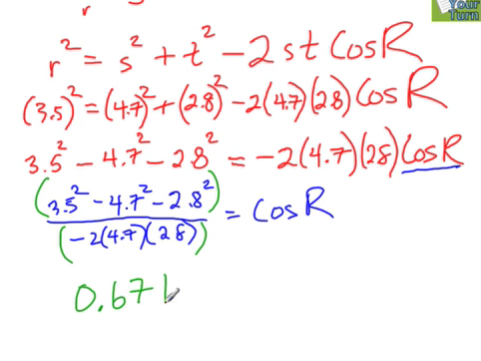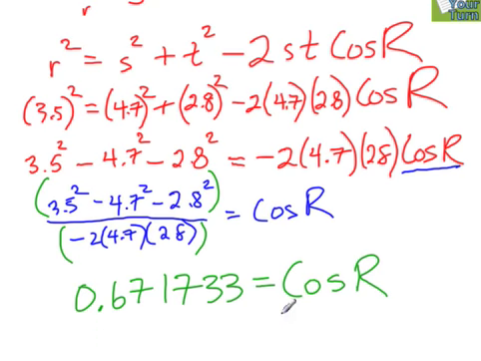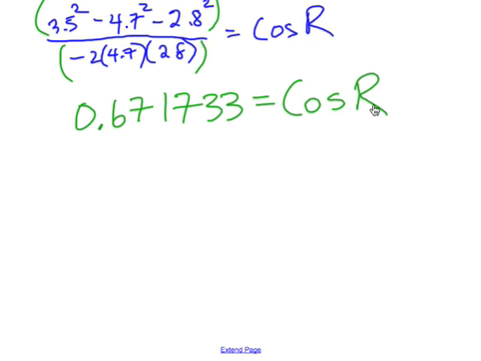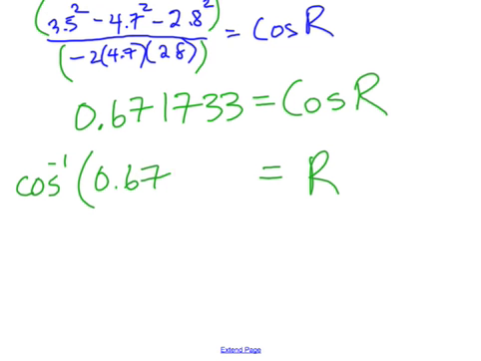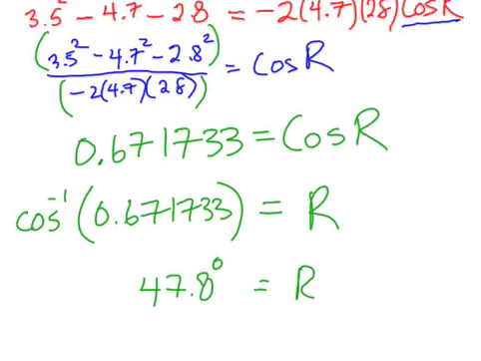0.6717. With these trig ones where I'm going to have to do an arc cos, I like to write the whole number in, or as much as I can, just to help with a little bit of accuracy. So that whole mess came out to 0.671733, etc. Now I want to solve for R, and to get rid of the cos here, on the other side it becomes the arc cos. So the arc cos of 0.671733. Let me do that. Arc cos of what I just got equals 47.8. So R will be equal to 47.8 degrees.